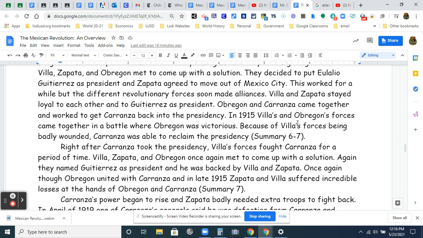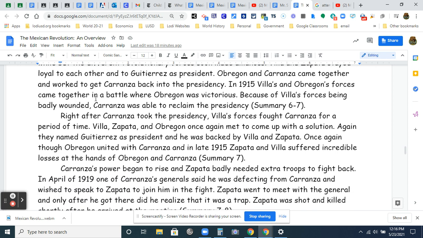In 1915, Villa's and Obregon's forces came together in a battle where Obregon was victorious. Because of Villa's forces being badly wounded, Carranza was able to reclaim the presidency. After Carranza took the presidency, Villa's forces fought Carranza for a period of time.